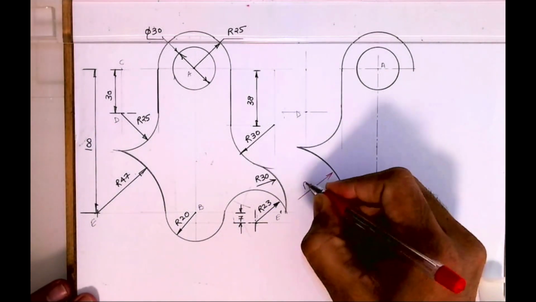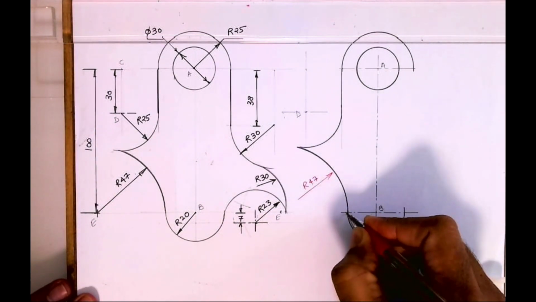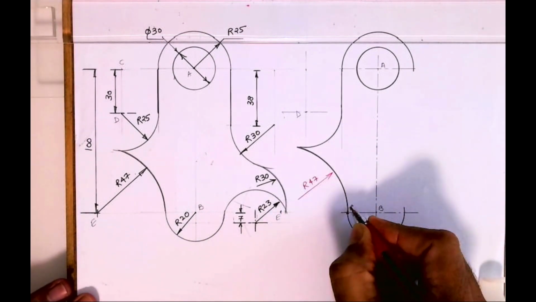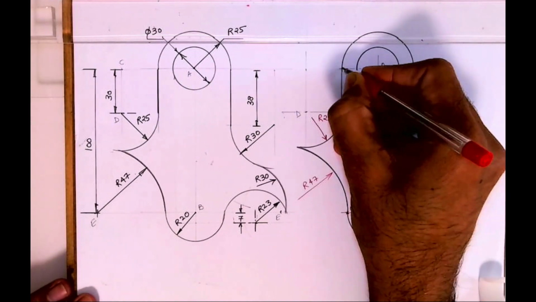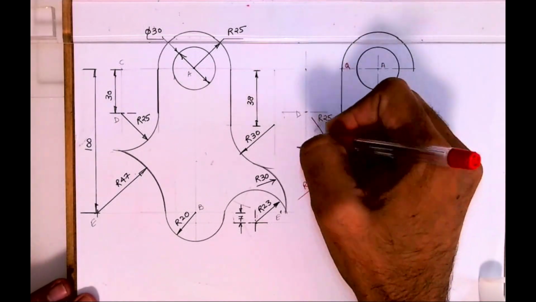Now we'll see the right side. This is radius 47. This is point, let's say P. So from P I have taken 47. And this is radius 25. This is point Q. From Q I have taken 25.